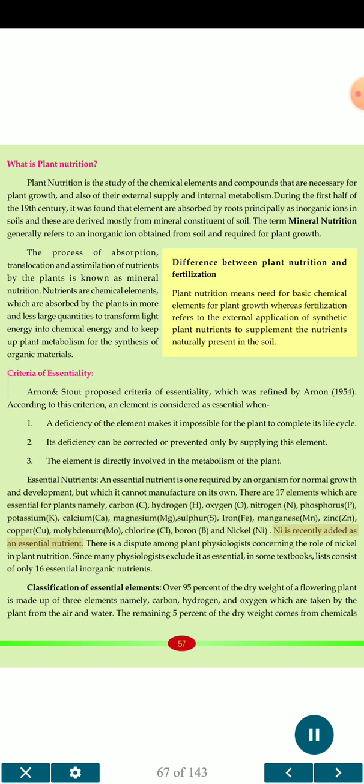Ni is recently added as an essential nutrient. There is a dispute among plant physiologists concerning the role of nickel in plant nutrition. Since many physiologists exclude it as essential, in some textbooks, lists consist of only 16 essential inorganic nutrients.